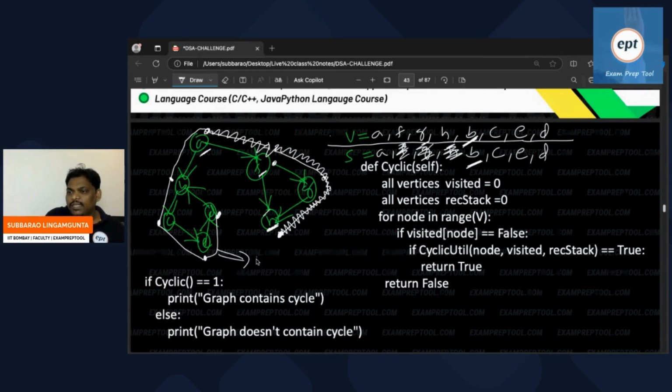That means a cycle is there. Please be careful. Already visited, and one more thing, it is there in the stack also. Then I can say that a cycle exists. Already visited alone doesn't mean a cycle. Already visited and also in the stack, then only there is a guarantee. I will give one more example.